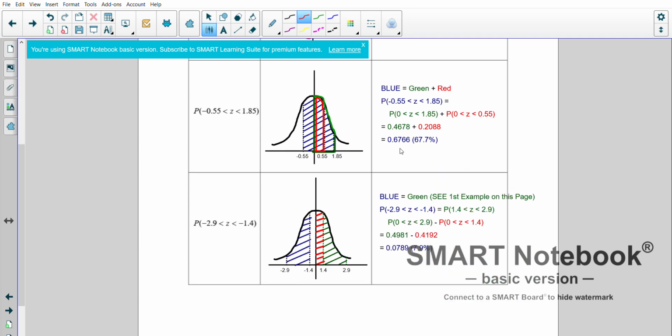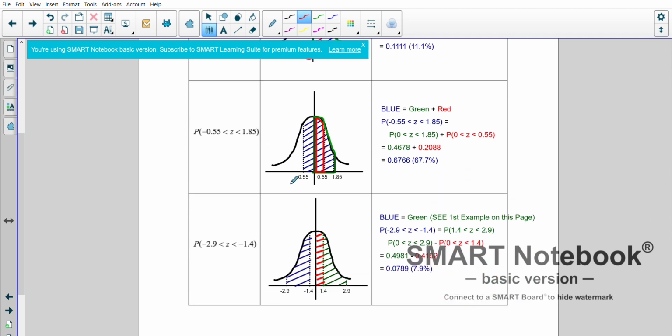The second last example here has one value that's negative and one that's positive. So again, a little bit of symmetry here. I'll break this into two parts. The blue shaded region, which is the total region that I want, is going to be the green. Well, that's easy enough. That's just going to be between 0 and 1.85 positive, 46.8. But how am I going to get this other piece, this little blue? It's in the negative. So I switched it over to the other side using symmetry, and that becomes the red.